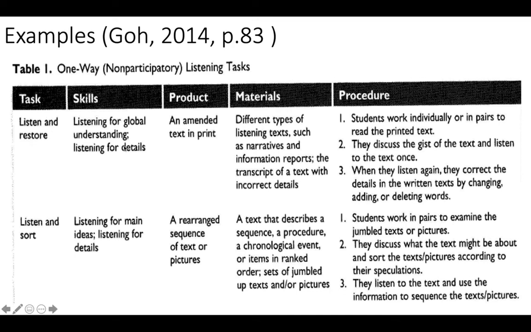And then the skills that are focused on or developed or used are listening for global understanding or listening for details. So here, the product is to amend text in print. So amend means to change the text as they listen. Materials: different types of listening text, such as a narrative and information report, the script of the text with incorrect details. So here they need to amend whatever they're going to listen to, and they need to correct that. Amend means to correct, change.